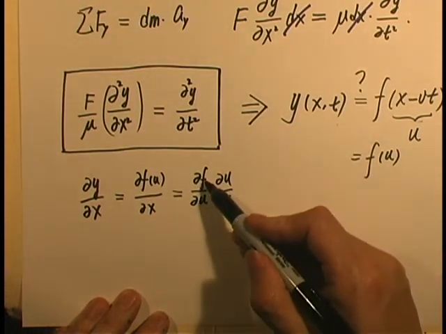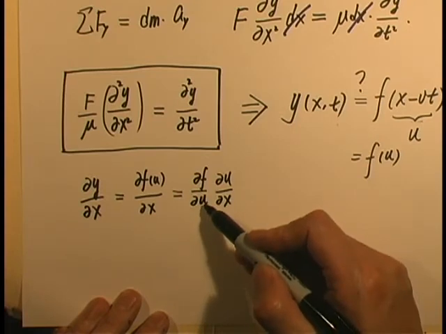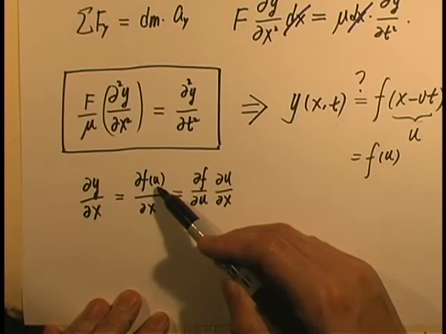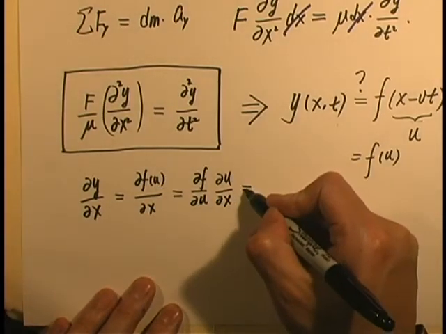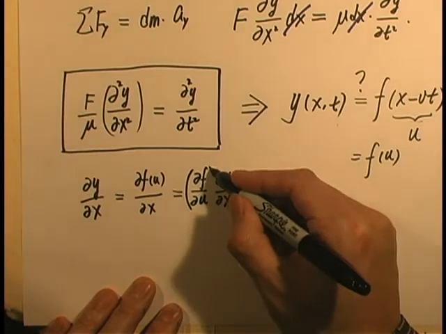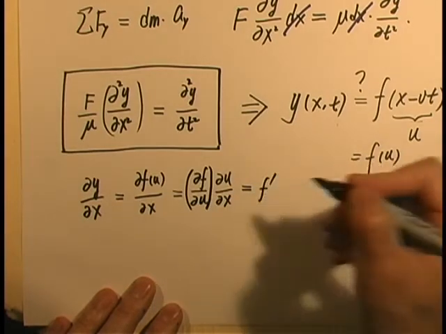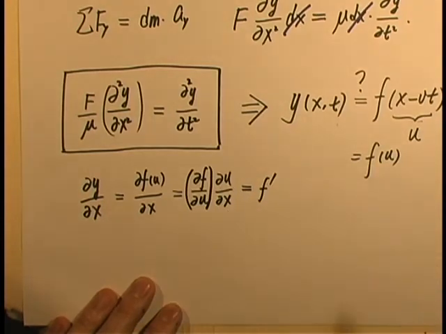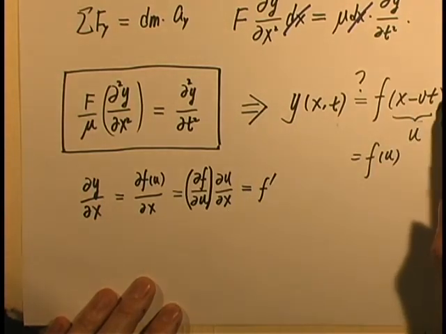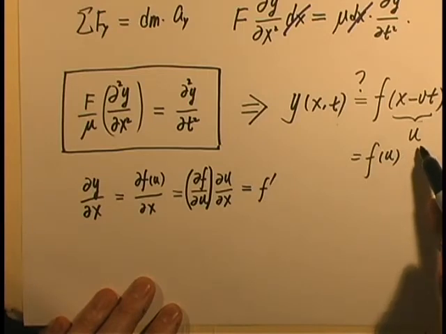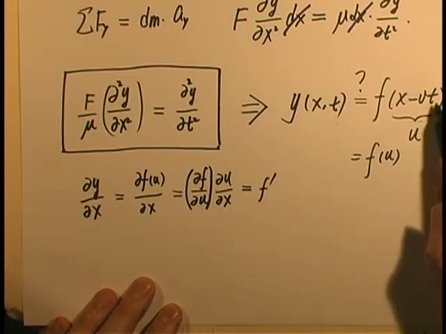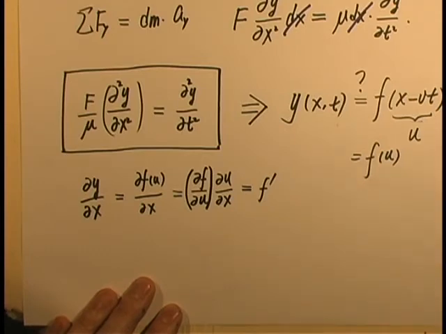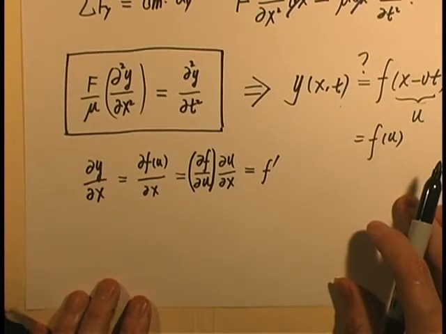Now, for this partial f, partial u, we don't really have to use the partial symbol anymore, because f is a function of u only. u is the only variable. So that's just the first derivative of f, f prime. And what exactly is partial u, partial x? Now remember, u equals x minus vt. When you take a derivative of u with respect to x, you treat t as a constant, and you get 1. So that's the first derivative. This is f prime.